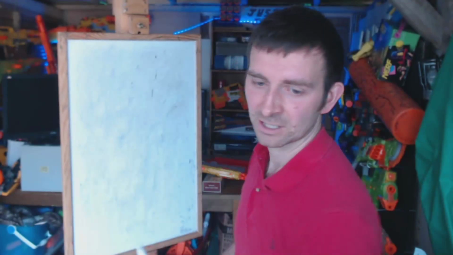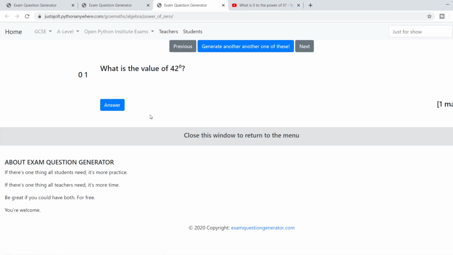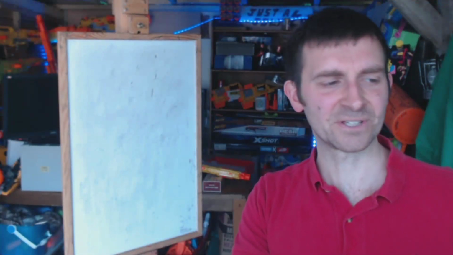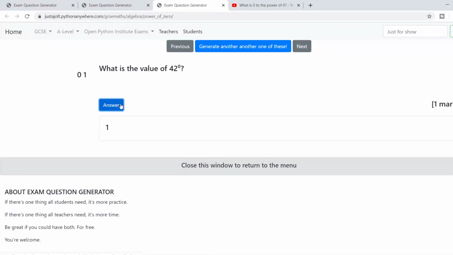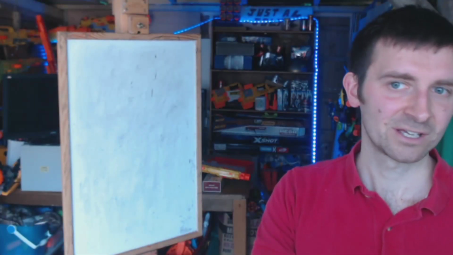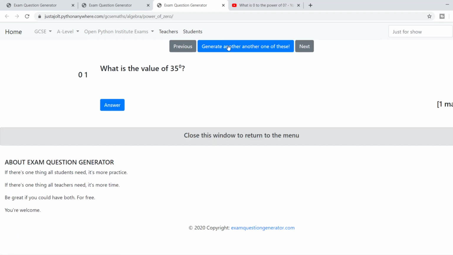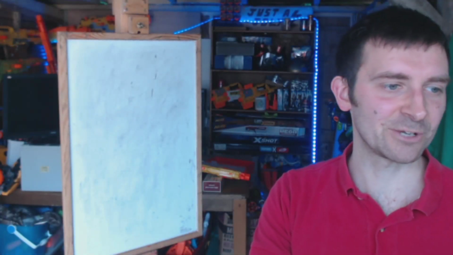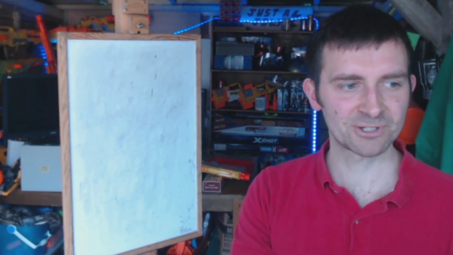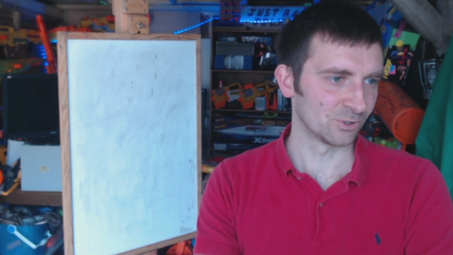Of course, I built a module onto my website reflecting this, so let's go back to here, power of 0. What is the value of 42 to the power of 0? It's all about the meaning of life, guys. 42 to the power of 0 is 1. Let's have another one. 57 to the power of 0, 1. B to the power of 0, 1. This was one of the easiest modules for me to program. Anyway, you get the idea. Anything to the power of 0 is 1. All right? Okay, next rule.